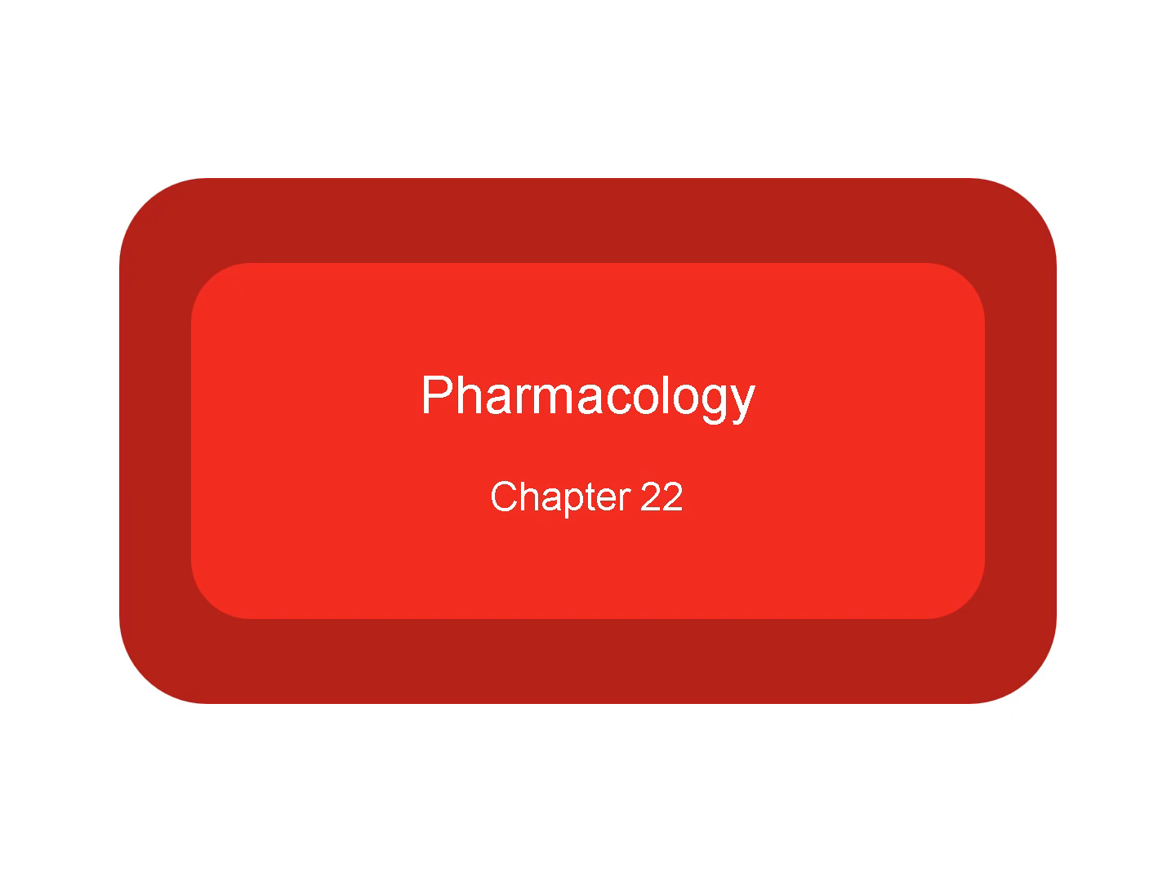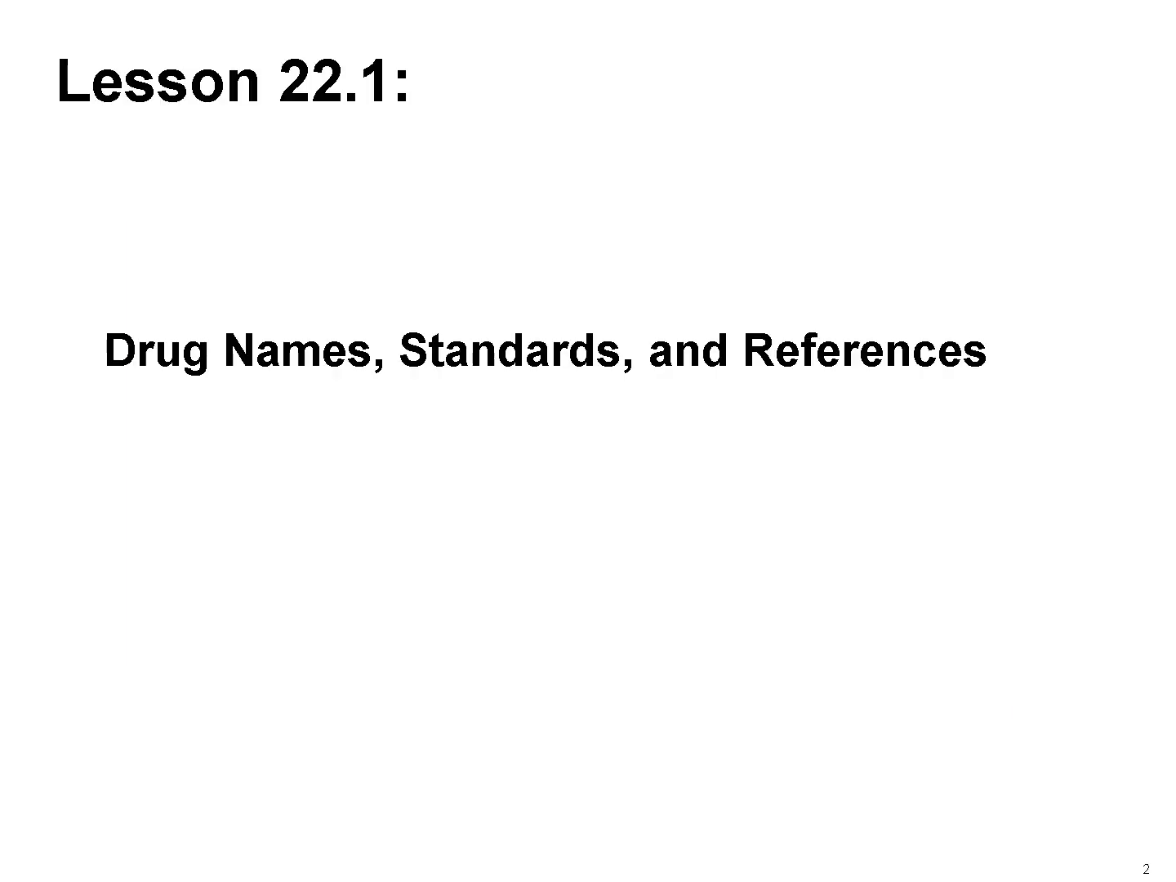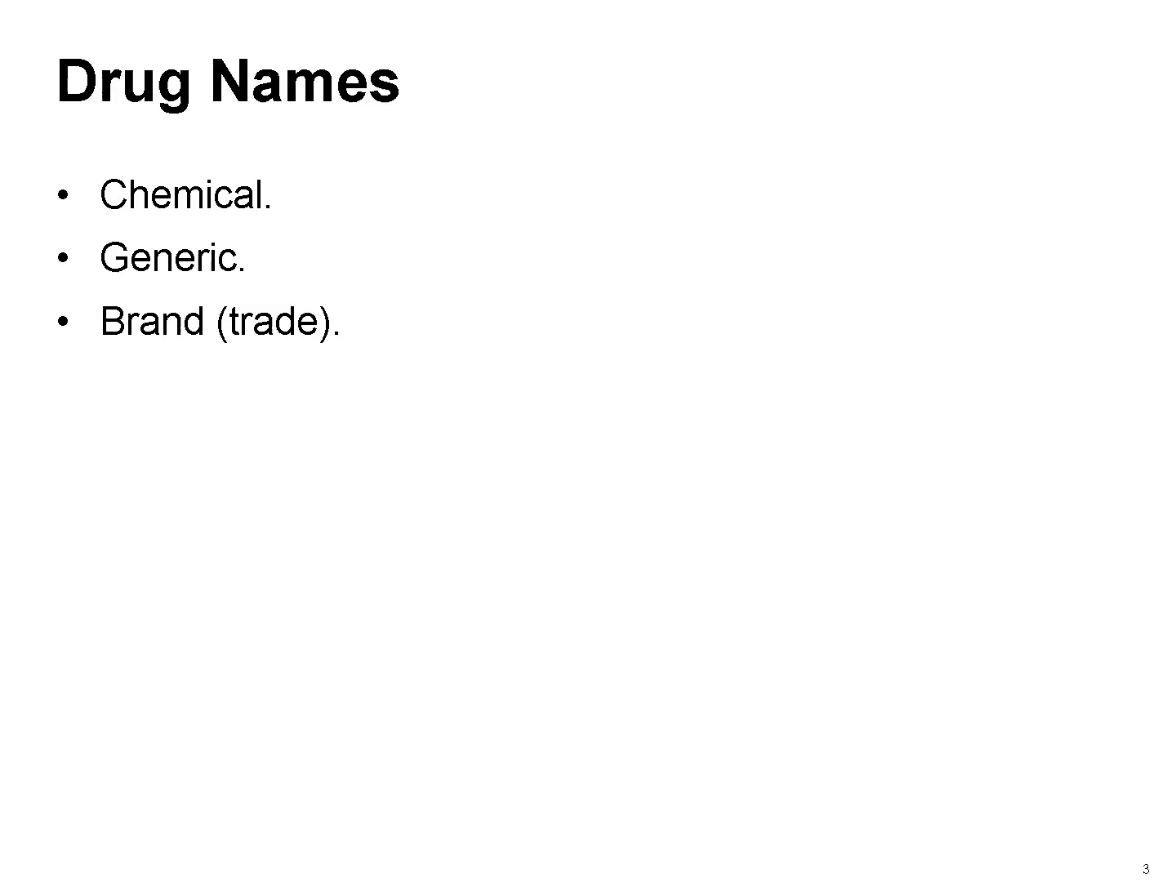Chapter 22 Pharmacology. Let's discuss the drug names, standards, and references. Let's dive into the fascinating world of pharmaceuticals. Did you know that there are over 2,400 drugs that can be prescribed by licensed practitioners? Each of these drugs has at least 3 distinct names, and they're all regulated by the Food and Drug Administration, or FDA, which oversees their approval and sale.